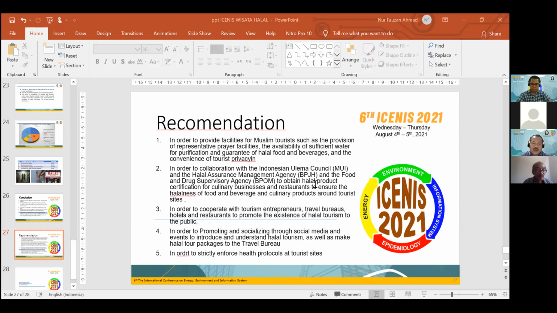Third, to cooperate with tourist entrepreneurs, travel bureaus, hotels and restaurants to promote the existence of halal tourism to the public. And fourth, to promote and socialize through social media, and even to introduce and help understand halal tourism, as well as make halal tour packages at travel bureaus. The last, to strictly enforce health protocols at tourist sites. Thank you very much. Assalamualaikum warahmatullahi wabarakatuh.